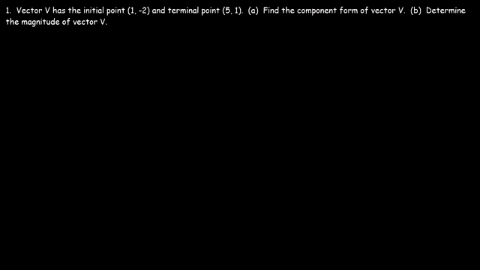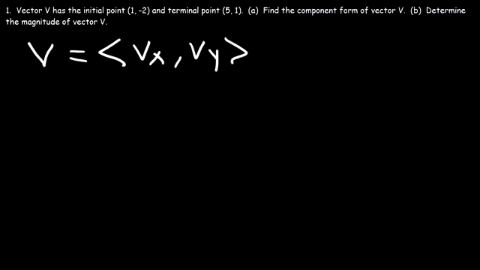Now let's work on a practice problem. Vector V has the initial point (1, -2) and terminal point (5, 1). Part A. Find the component form of vector V. So what we want to do is find the component form of vector V. We need to determine its x component and its y component. How can we do so given the initial point and the terminal point?